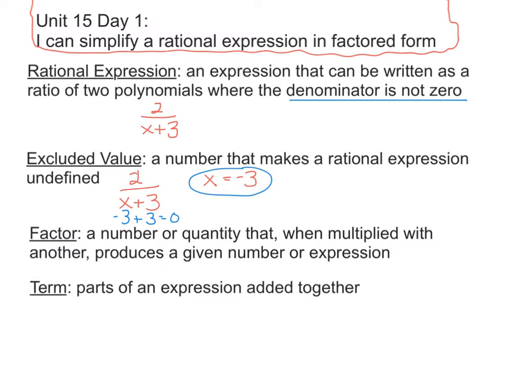A factor is a number or quantity that, when multiplied with another, produces a given number or expression. Okay, we've talked about that. Factors of 20 would be like 1 and 20, 4 and 5, 2 and 10. And a term is parts of an expression added together. Okay, so pause the video, write down all that vocabulary, and then we're going to look at the big idea here.